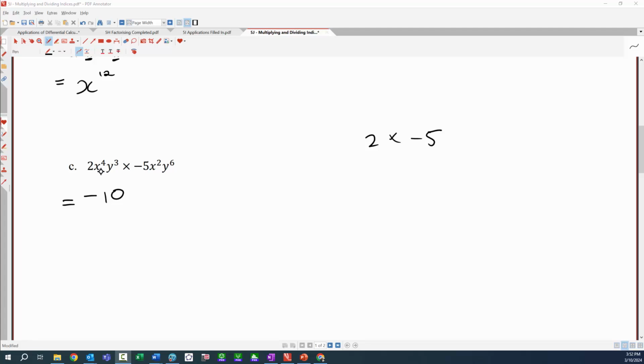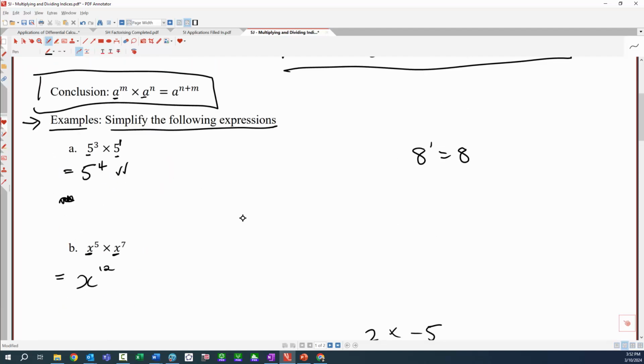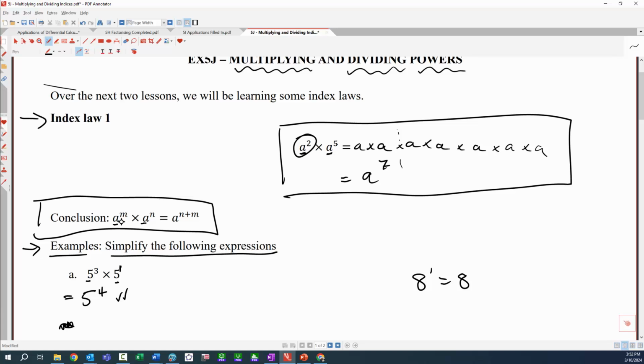Then we can see that we've got an x here and an x here, so we've got common bases. We write down the base and we just add those powers together. We've got 4 and 2, which gives us 6. Then we've also got a common base, a y and a y. So we write down the base, and we've got y to the 3 times y to the 6, which is just going to be y to the 9. And there's our answer. That really is index law 1: when we've got the same base being multiplied together, all we do is add the powers together.